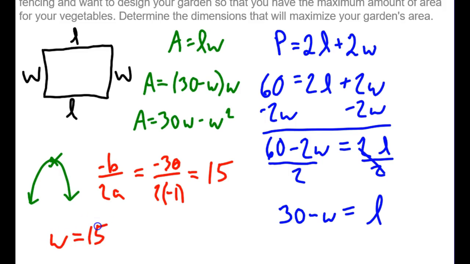Now to find our length, all we have to do is plug 15 in for W in this expression we already simplified. So 30 minus 15 is going to be 15. So L is equal to 15 as well. So the rectangular garden we can make that's going to maximize the area is actually going to be a square. So all side lengths being 15 feet will maximize the area of the garden. 15 times 15, you would have 225 square feet for your garden.